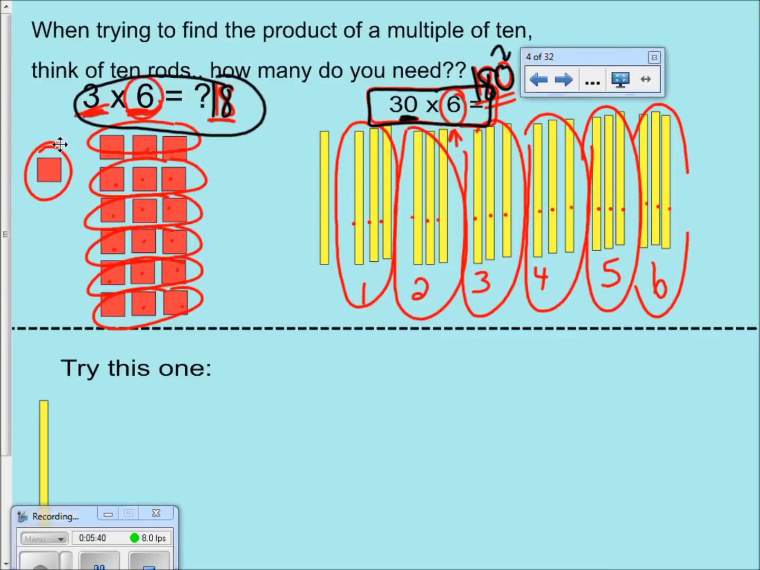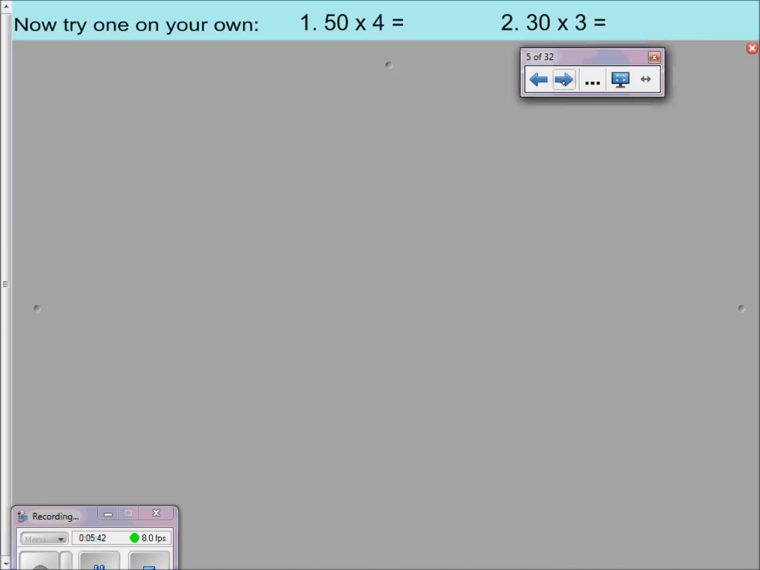Now, the next one I would like for you to pause and try on your own. Please try number 1, using your tens rods to find your answer, 50 times 4. Pause now and then check your answer. If you're going to check your answer, that means you have worked out on your response page what you think it would look like for 50 times 4.